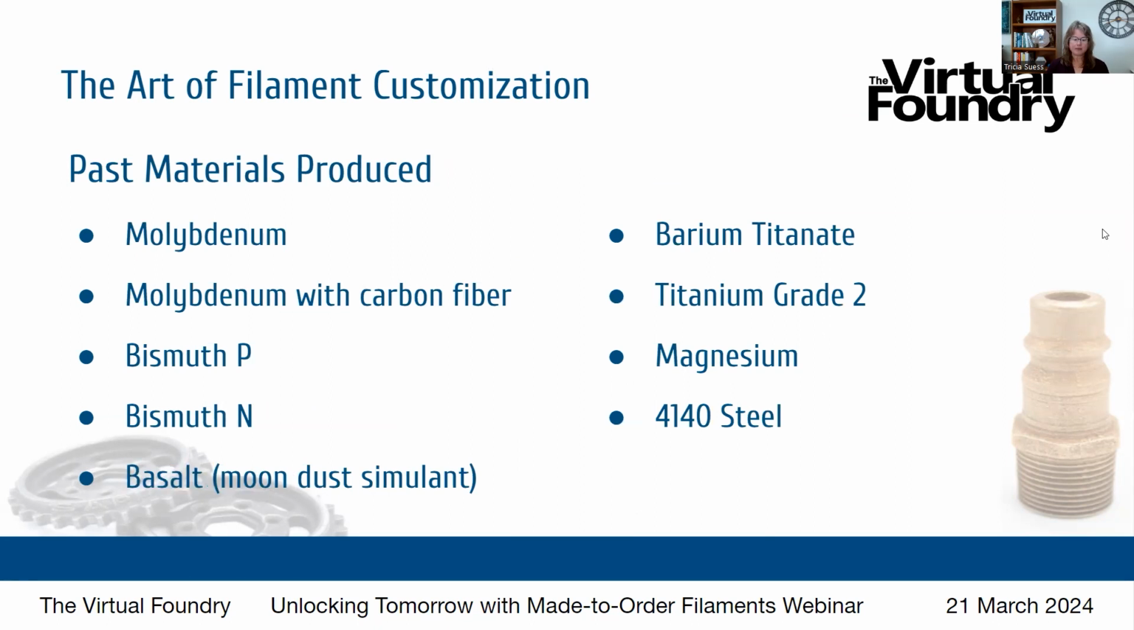Some of the materials that we have already made include molybdenum, molybdenum with carbon fiber, bismuth doped positive, bismuth doped negative, basalt moon dust simulant, barium titanate, titanium grade 2, magnesium, 4140 steel, and a few others that we are not allowed to talk about.